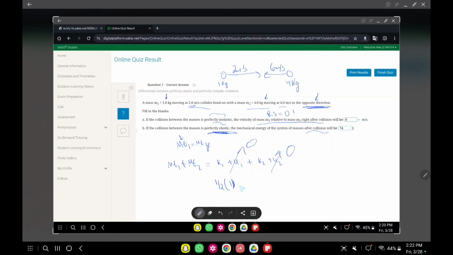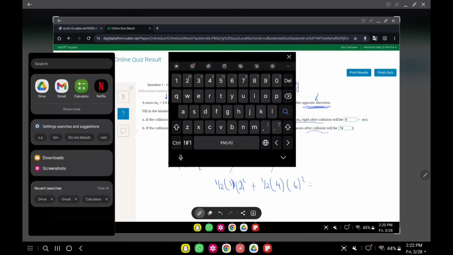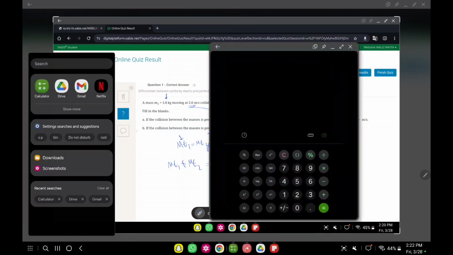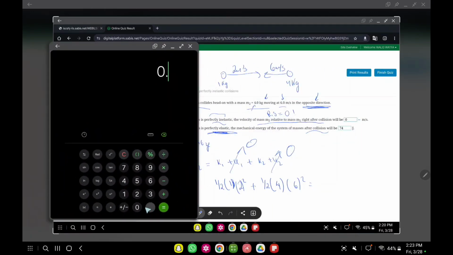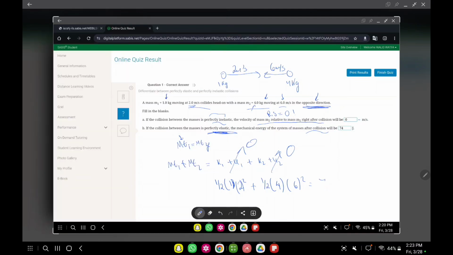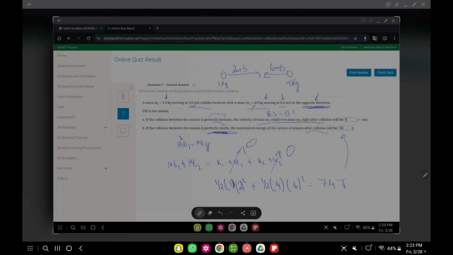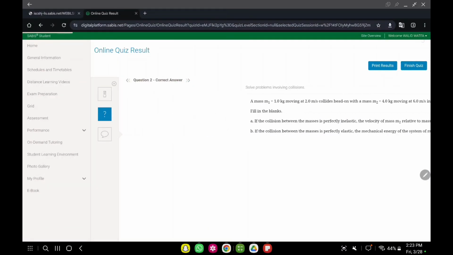times its velocity squared plus half times its mass 4 times its velocity squared. So you're gonna get, calculator. You get 0.5 times 1 times 4 plus 0.5 times 4 times 36. Get 74 joules. Very easy. Type. Moving on, question 2.